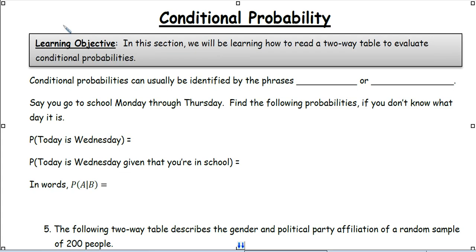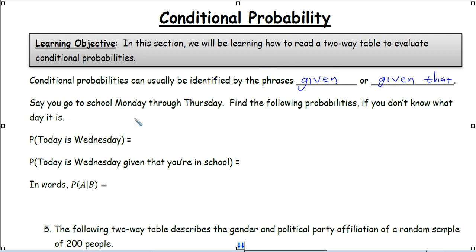Hello and welcome. Today we're going to be looking at conditional probability. In this section, we will be learning how to read a two-way table to evaluate conditional probabilities. Conditional probabilities can usually be identified by the phrases "given" or "given that." There are other ways that can signify a conditional probability, but these are usually the two popular ones.